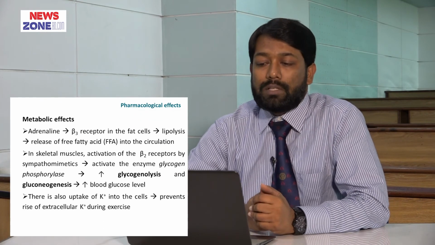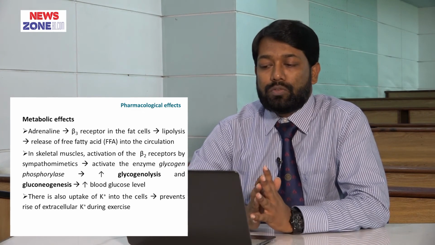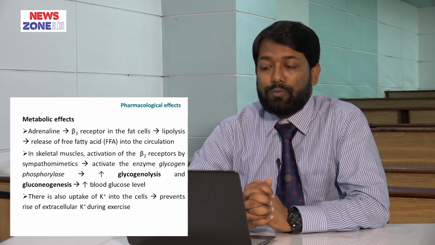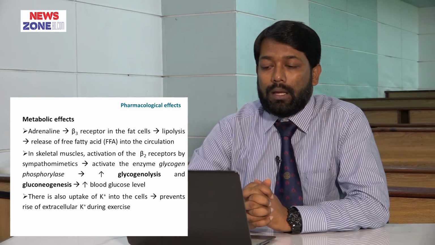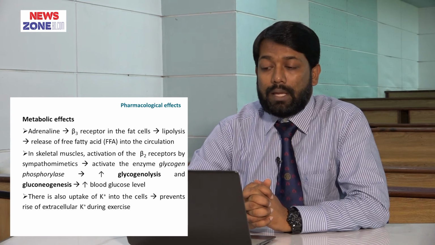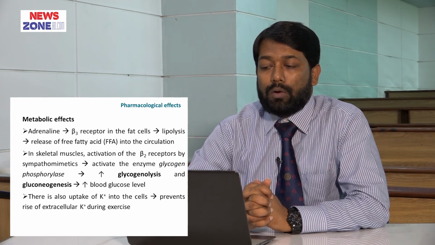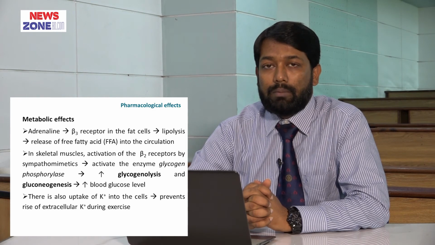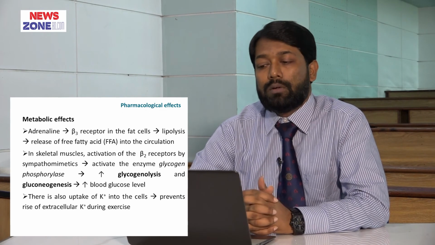What are the metabolic effects of adrenaline? Adrenaline binds with beta 3 receptors in the fat cells, causes lipolysis, release of free fatty acid into the circulation, and in case of skeletal muscles, activation of beta 2 receptors by sympathomimetic drugs causes activation of the enzyme glycogen phosphorylase, thereby increasing glycogenolysis and gluconeogenesis. The ultimate or net result is increased blood glucose level.